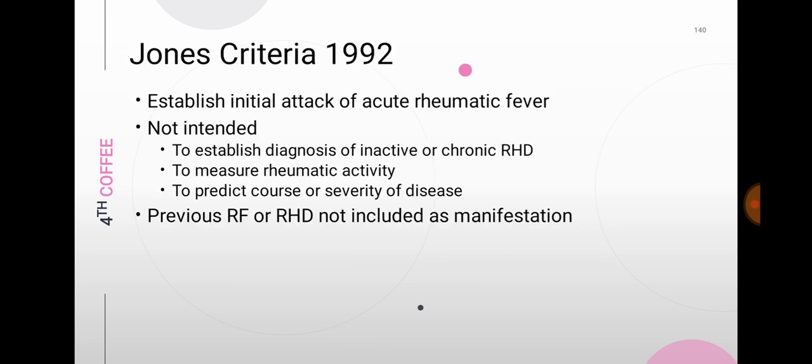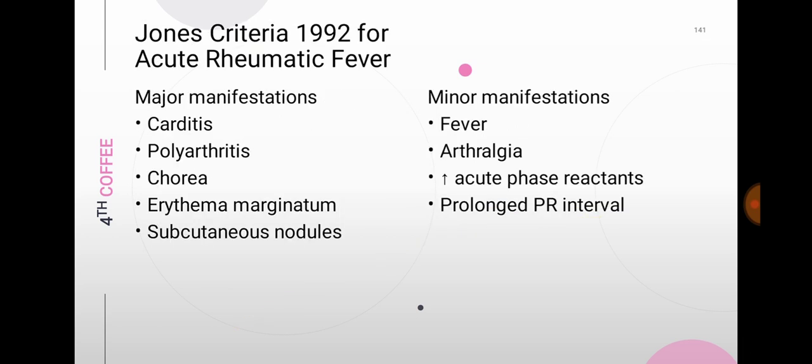The Jones criteria was established to aid you in the diagnosis of your initial attack, but it will not give you your prognosis. It will not tell you if it's active or inactive, chronic or acute, and it cannot measure your activity. So a high number of criteria met for the Jones criteria does not mean that you have a very severe disease. Okay? What are the components of your Jones criteria?